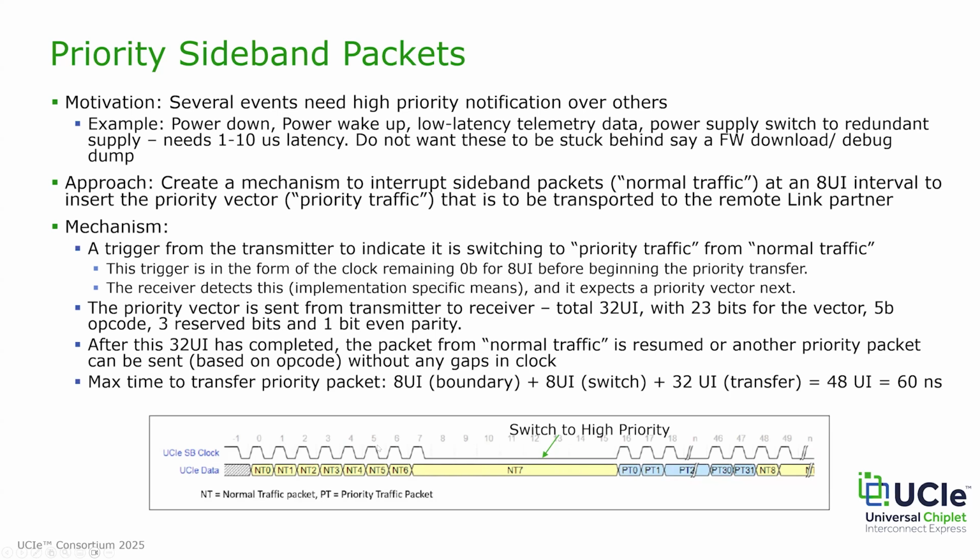Sorry about that. So let's say you decide here, it still takes a few, you have to wait till the next 8 UI boundary. So that's why the upper bound is 8 UI, and then 8 UI to switch over, and then 32 UI to transfer. So 48 UI roughly, and that's about 60 nanoseconds if you do the math with an 800 megahertz clock.